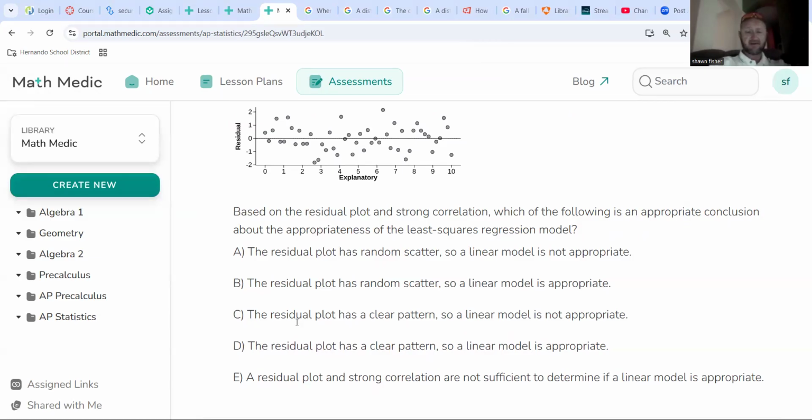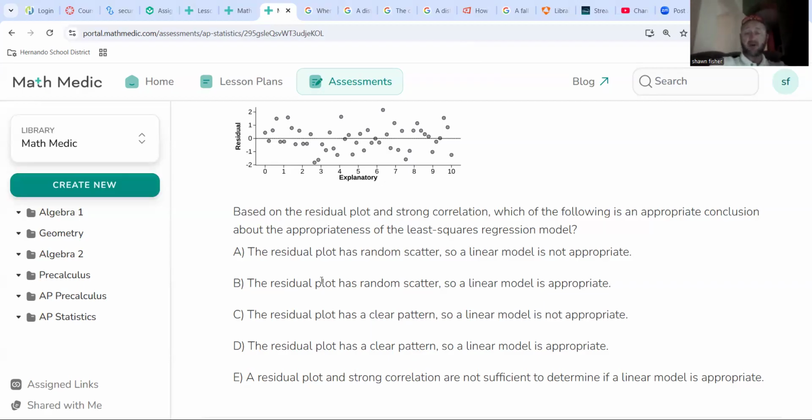Let's look at the other ones. Clear pattern, not really a clear pattern. It's random. Yeah, so it's not clear at all. Residual plot and strong correlation are not sufficient enough. You know, no, it's really the residual. If it shows a pattern, that's really all we're looking for.